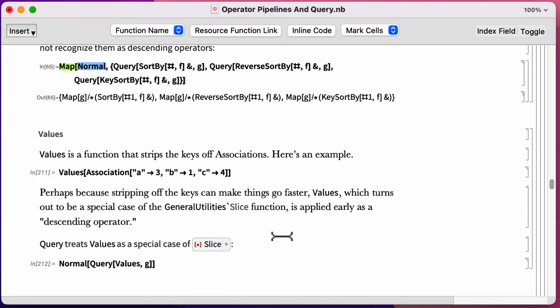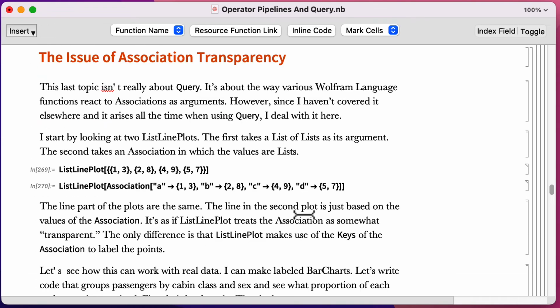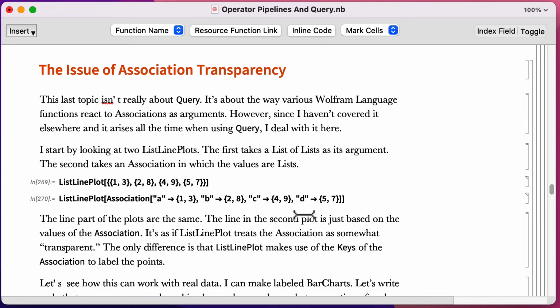Okay. Values. Values is a function that just gets the values from associations, and it's a form of slice, and so it goes ahead. All right, enough on taking things out of order for now. Let's turn to a different subject, which isn't really about a query. It's more about how it arises all the time with query, but it's how various Wolfram language functions deal with association.